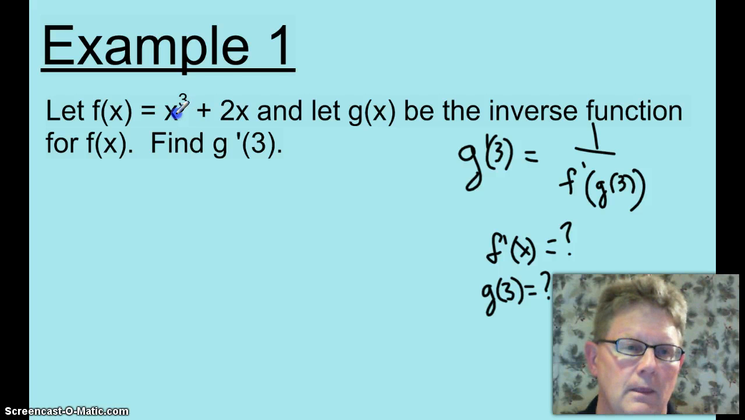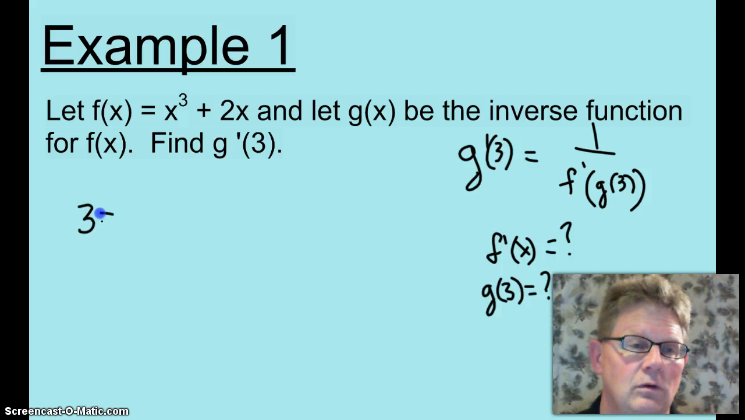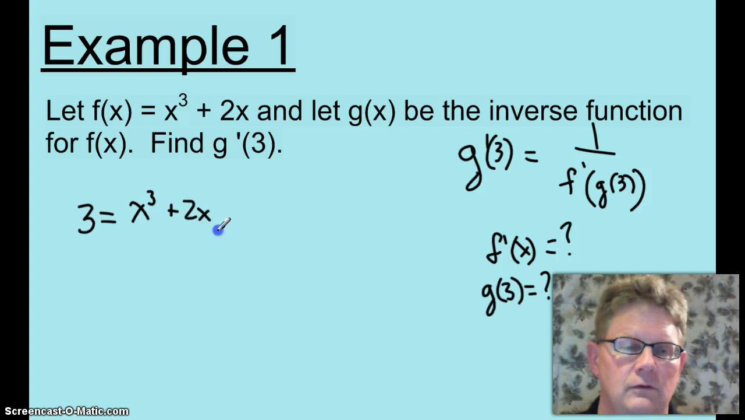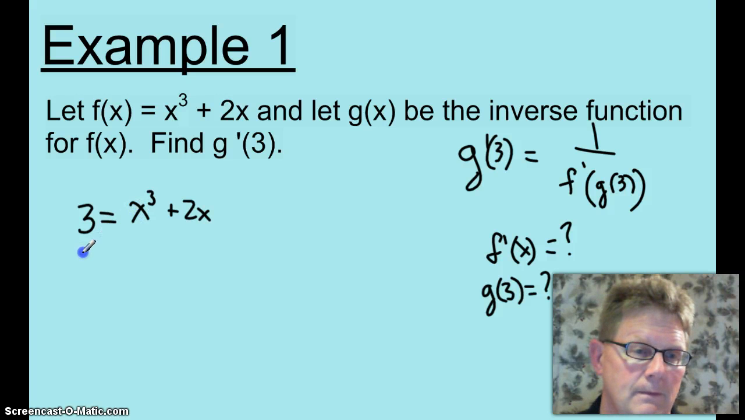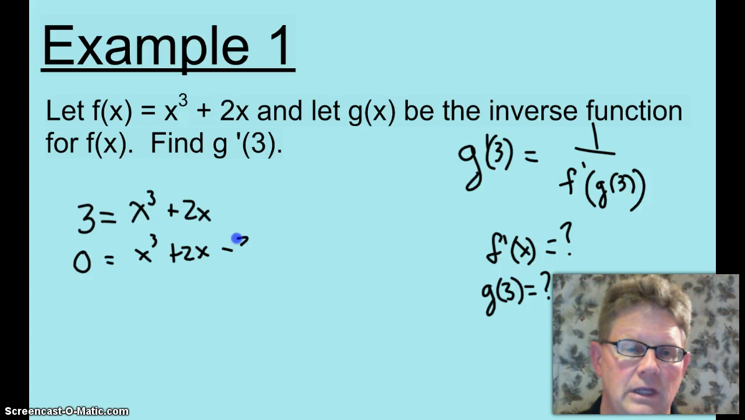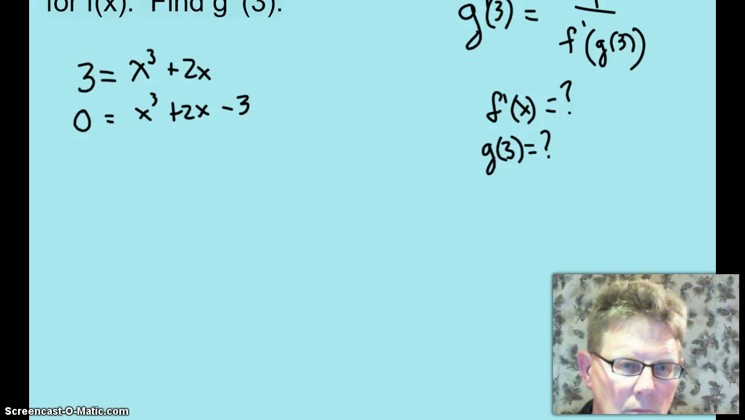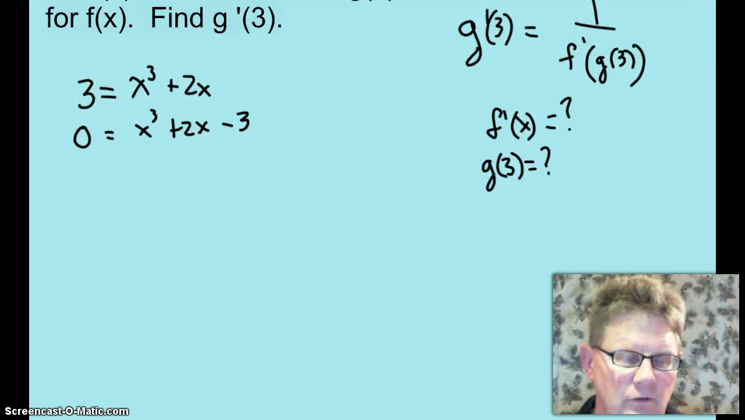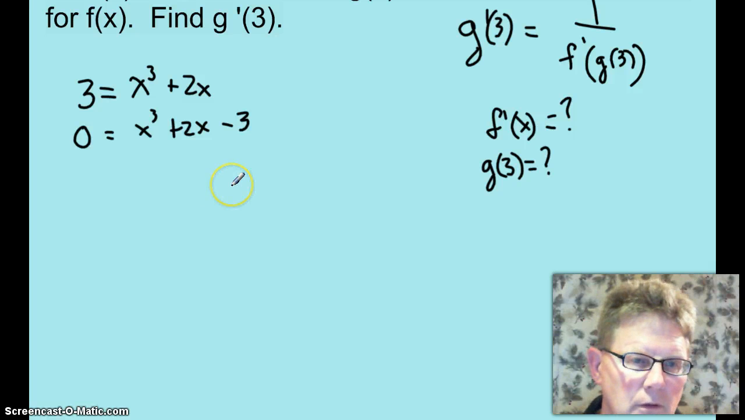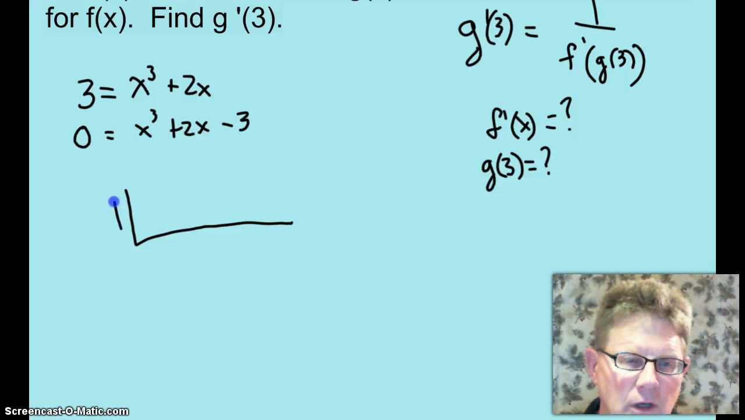So I am going to put 3 equals x cubed plus 2x. I'm trying to find g of 3 right now. 0 equals x cubed plus 2x minus 3. Alright, so let's see if we can factor this thing. Okay, we'll use synthetic division. We'll try x minus 1.